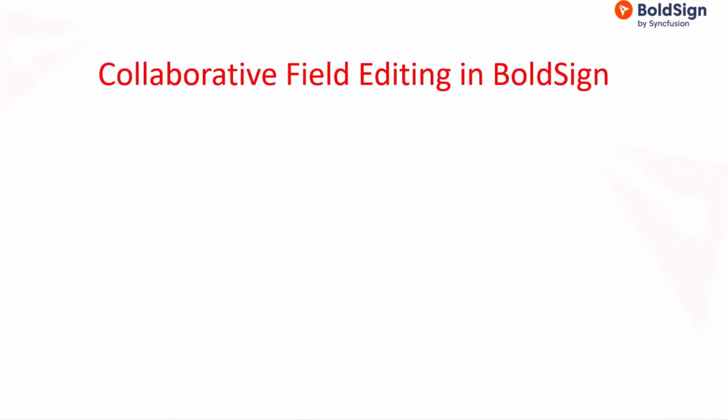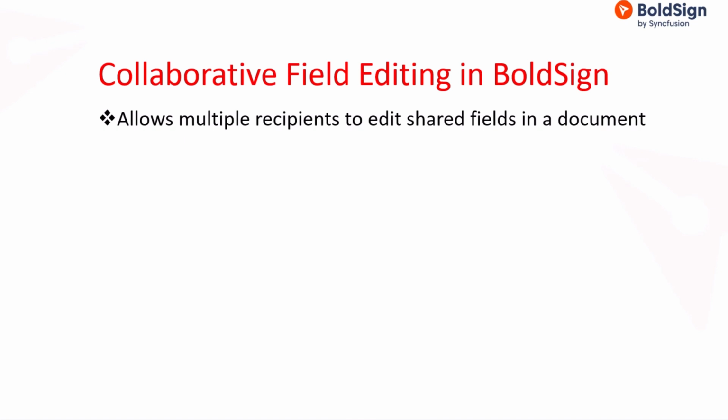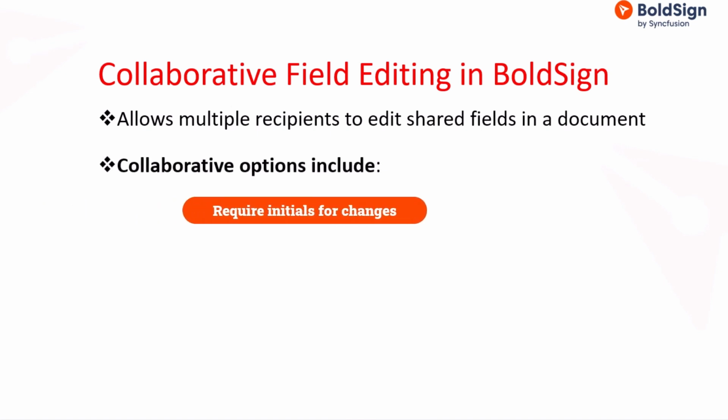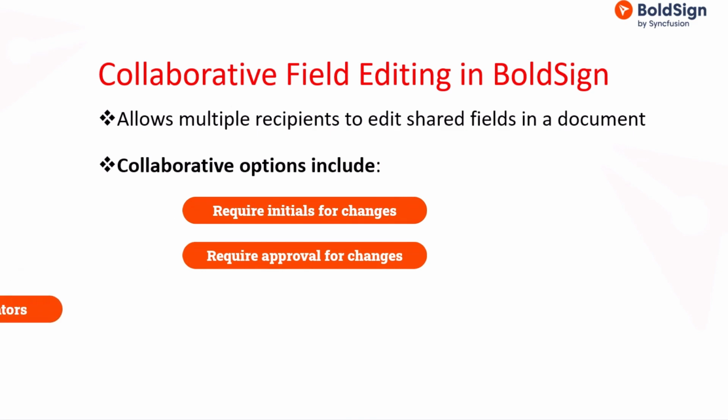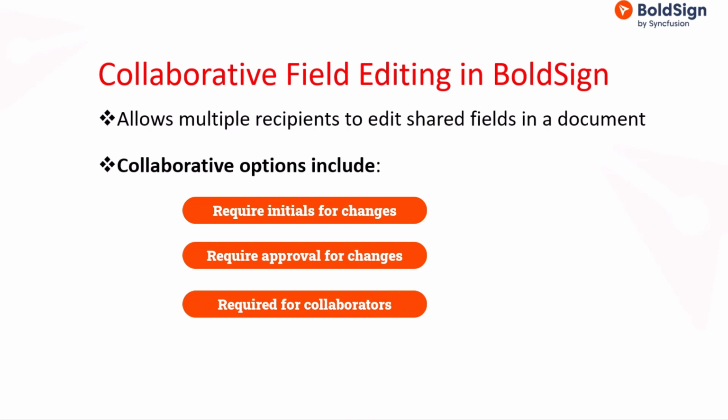Collaborative field editing in BoldSign allows multiple recipients to interact with shared fields in a document. It works by assigning collaborators to specific fields and enabling options such as requiring initials for every change, triggering reapproval for edits made after signing, and marking fields as mandatory for collaborators before signing. These options help maintain transparency, ensure agreement on changes, and prevent incomplete submissions.